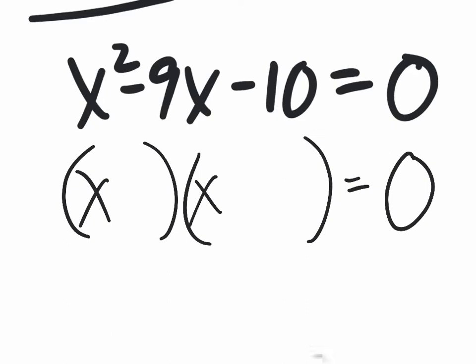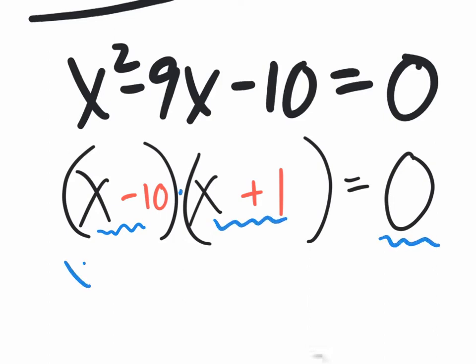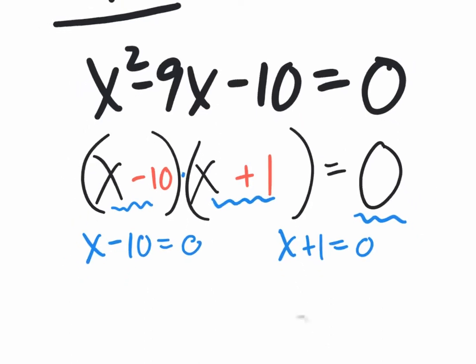What times what is negative 10 that if you add together is negative 9? 10 and 1. Which one's positive, which one's negative? Negative 10 and a positive 1. So we factored this correctly, but we still need to split it and solve. So I have something times something equals 0. I want to say that this first something could be equal to 0, and the second something could also be equal to 0. That's the zero product property at work there.